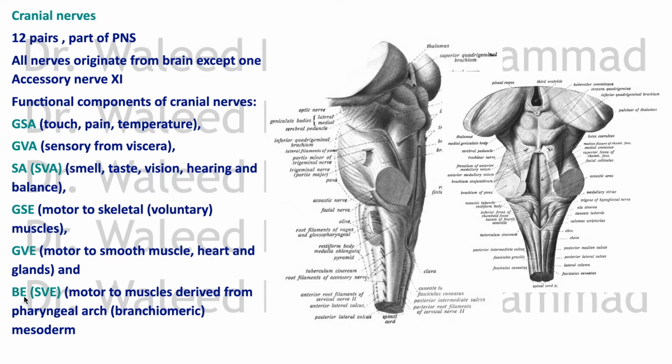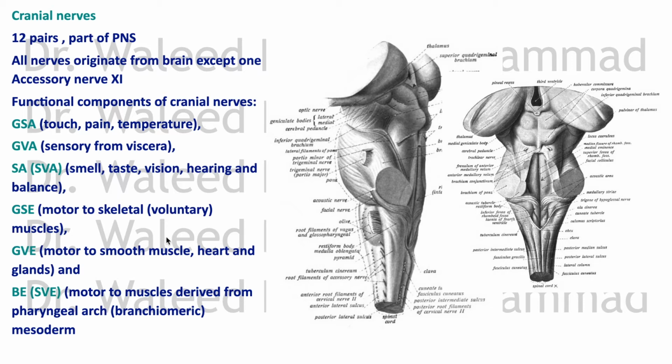Branchiomeric efferent, or special visceral efferent, as the old name indicates, carries motor impulses to muscles derived from the pharyngeal arches, the branchiomeric arches we talked about. And remember the innervation of the arches? We said it's 5 arches because they are numbered from 1 to 6, but the 5th disappeared.